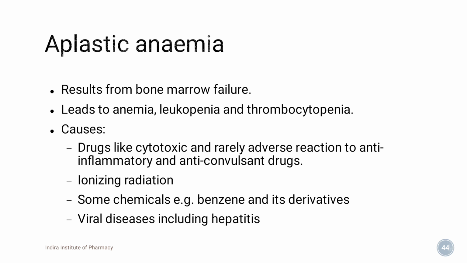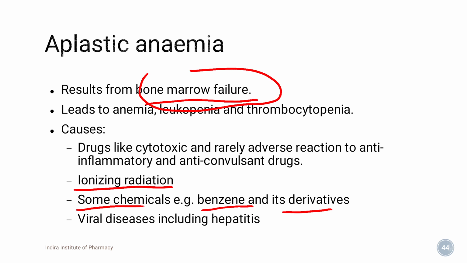Second cause can be ionizing radiations. Then we have some chemicals like benzene and its derivatives that can also lead to destruction of the bone marrow. In case of exposure to gamma rays, like in a nuclear bomb blast, it can also lead to destruction of the red bone marrow. Viral diseases including hepatitis can also lead to destruction of bone marrow, or it can lead to aplastic anemia.